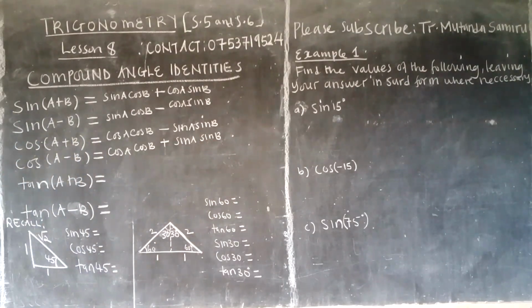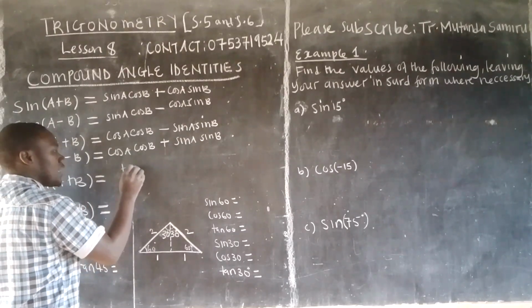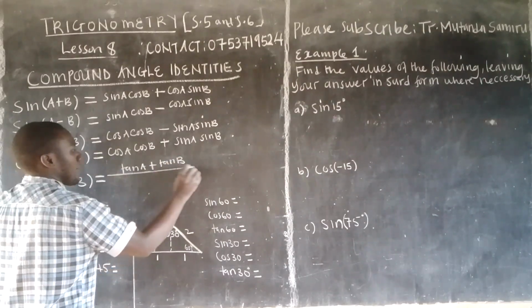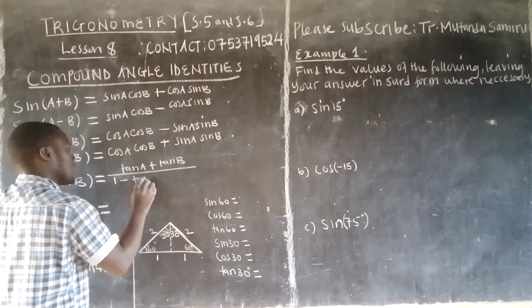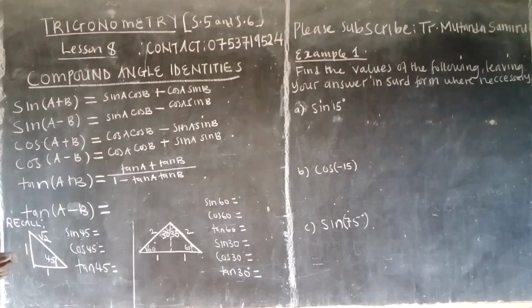Finally, we have tan(A + B). How do you expand it? These are things you have to memorize and cram, and make sure they are part of you. Some of these formulas are provided in the logbook, so no worries. However, you must also have them in your mind. This one, tan(A + B), gives us tan A plus tan B over 1 minus tan A tan B. That's how we expand that proof.